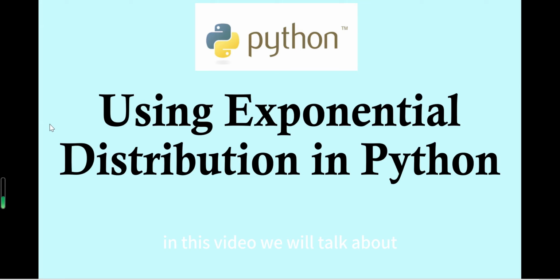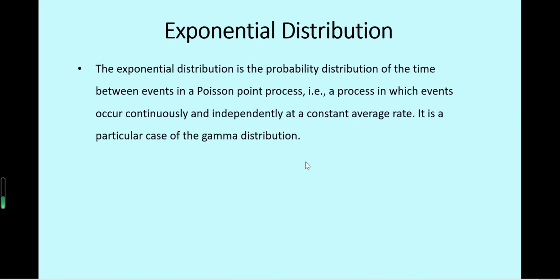In this video, we will talk about using exponential distributions in Python. So we know exponential distribution is a probability distribution modeling the time between events in a process, and this process is called Poisson point process, which means it has a constant occurring rate in any time interval.